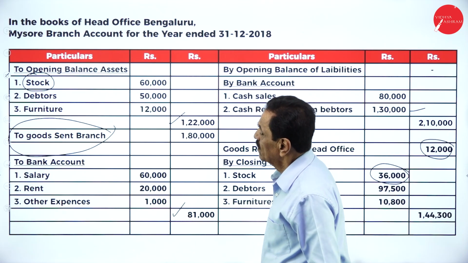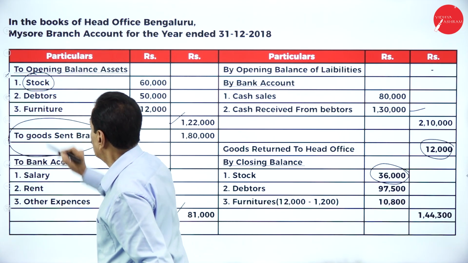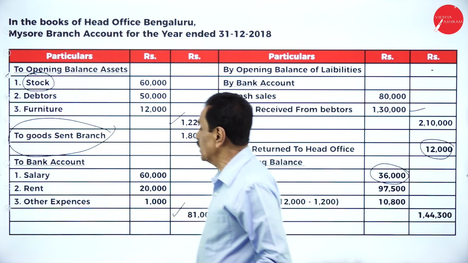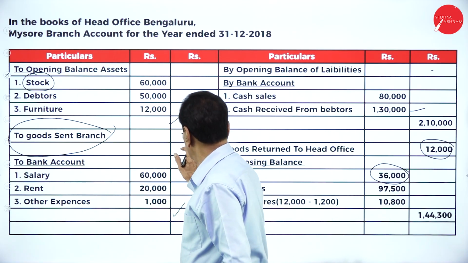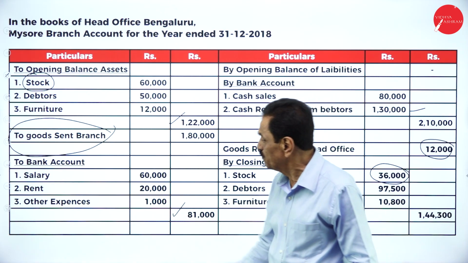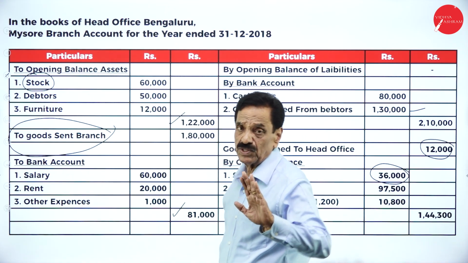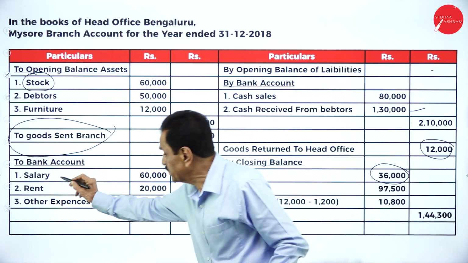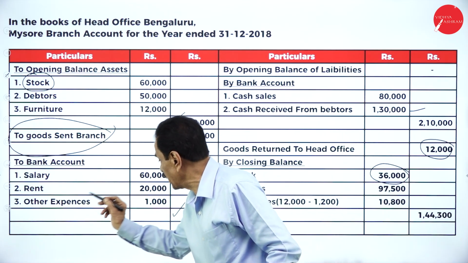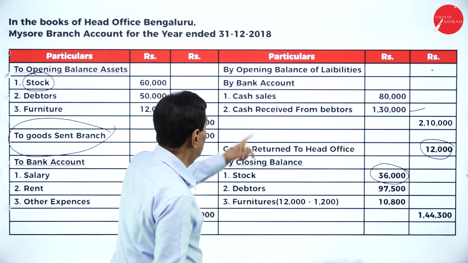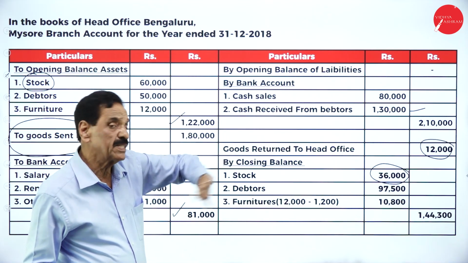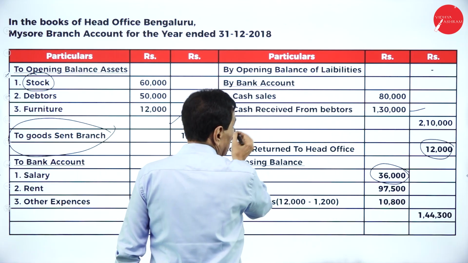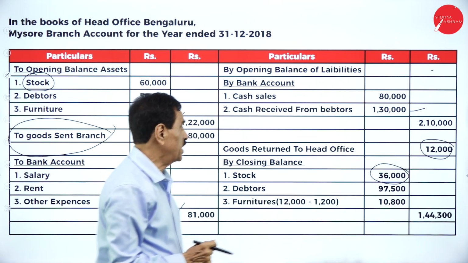I will repeat. Start with opening balance. One is opening stock, opening debtor, opening furniture. It will come 1,22,000. Goods sent to branch 1,80,000. Bank account. This is the expenses made by head office on behalf of the branch for salary, for rent, for other expenses. Totally 81,000. Opening balance of liability. There is no opening balance of liability. By bank account, cash sale, cash received from debtor 2,10,000.